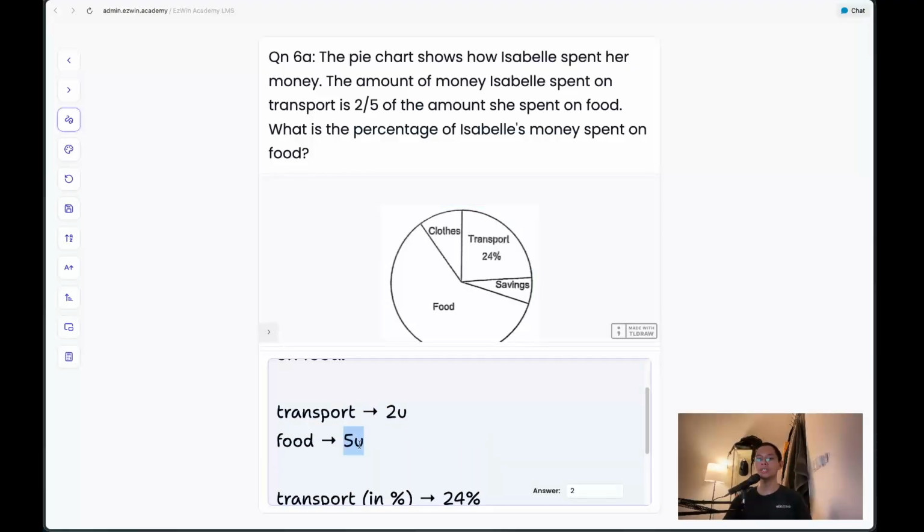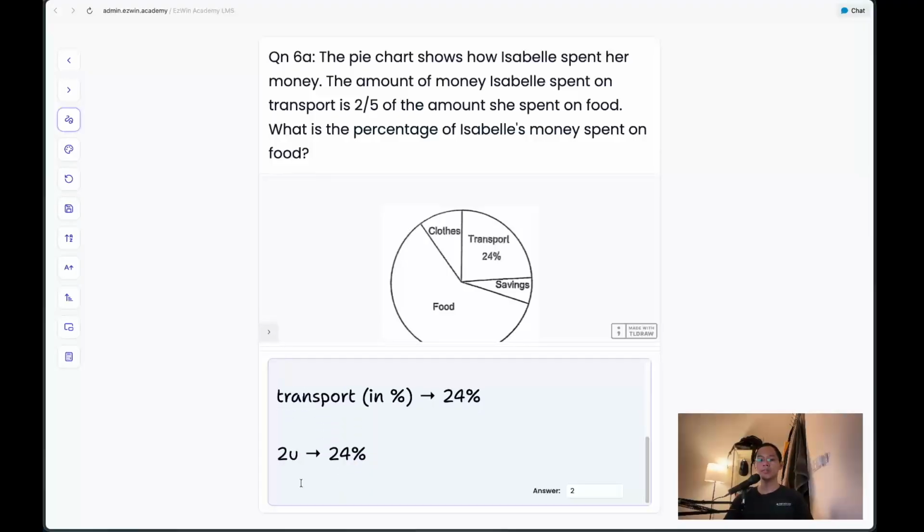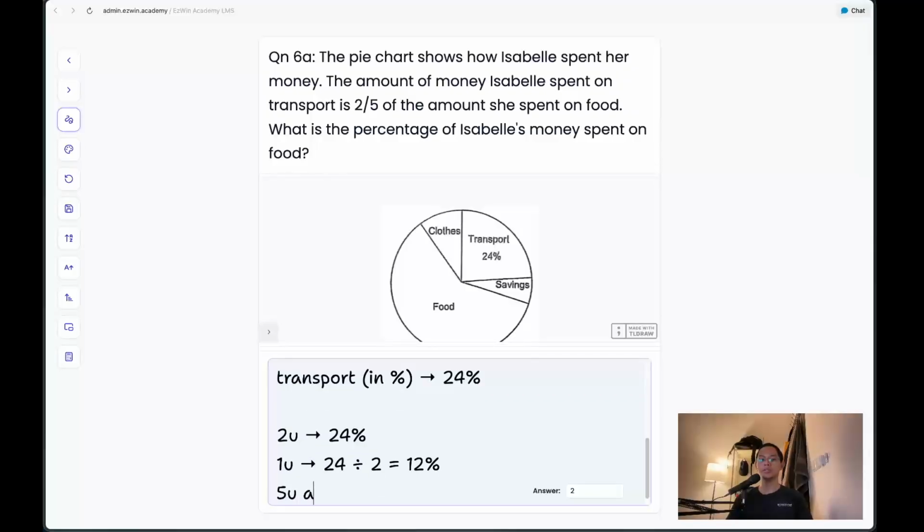Then what will be the percentage on Isabel's food? So the food over here is 5 units. So that means 1 unit is 24 divided by 2, which is equal to 12%. Then 5 units, which is food, will then be 5 times 12, which is equal to 60%. Okay, there you go. The answer is 60%.